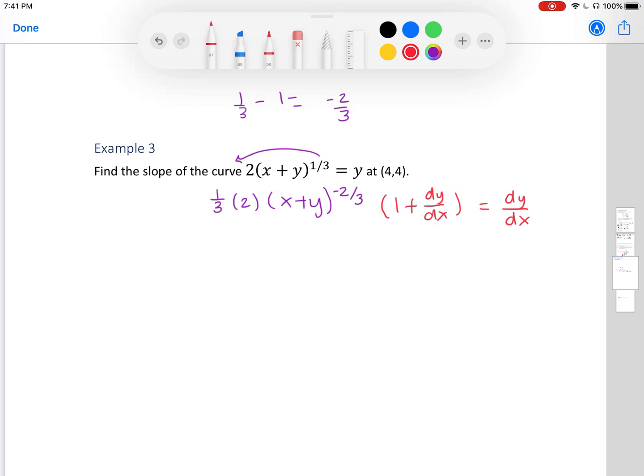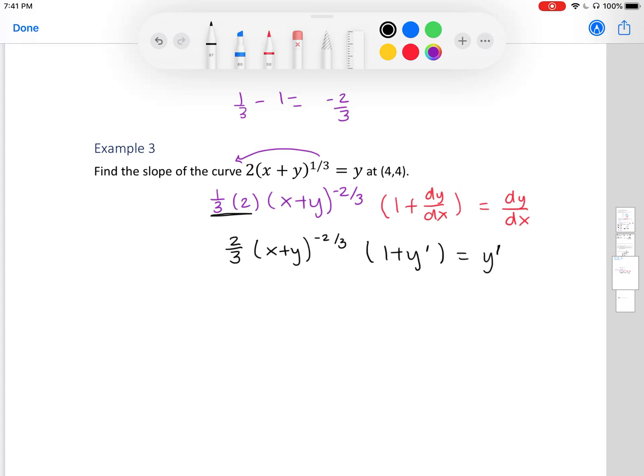Now, another way of writing dy/dx is by writing y prime. So let's go ahead and do that. Let's clean this up. So we have 1/3 times (x plus y) to the negative 2/3 power, times 1 plus y prime, equals y prime. So we use that for the derivative instead of writing dy/dx.